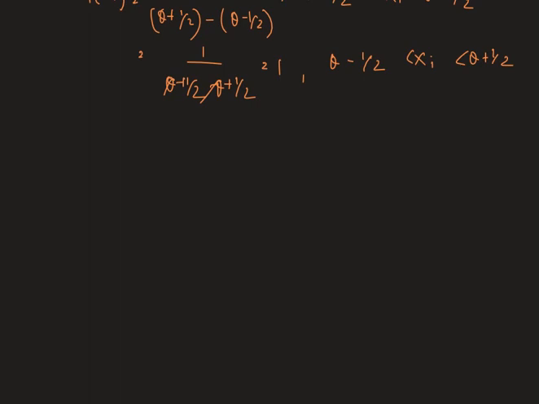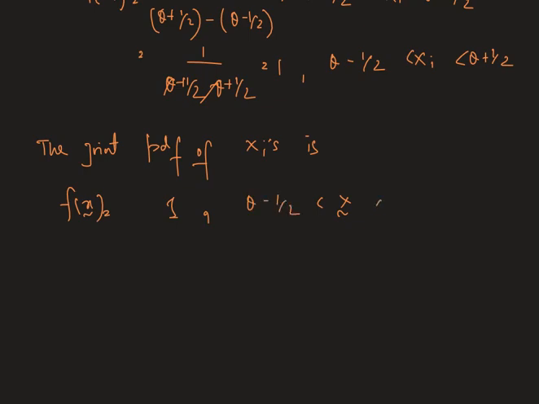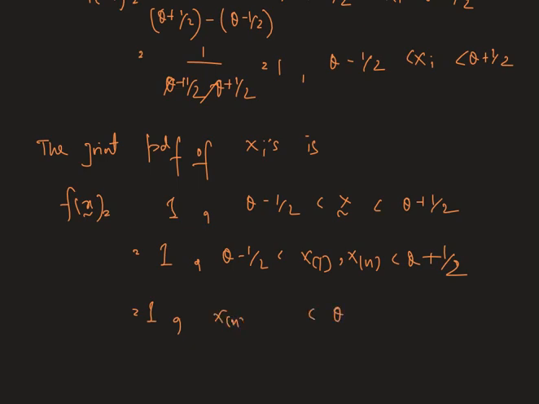Okay, the joint PDF of xi is defined as f of x curve, and it is equal to 1, where x curves are theta minus half to theta plus half, or we can write that x order 1 comma x order n is in between theta minus half to theta plus half, or we can write theta is in between x order n minus half to x order 1 plus half.